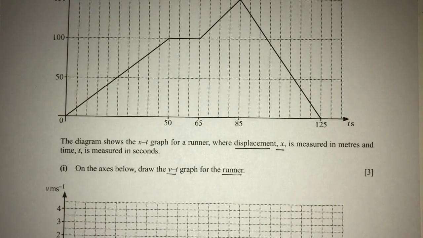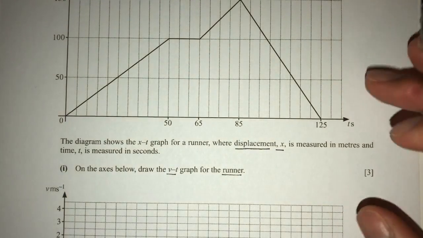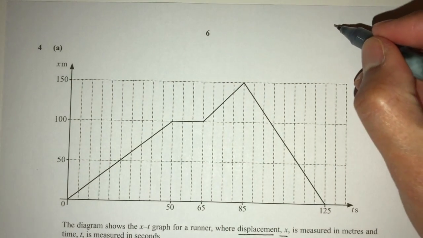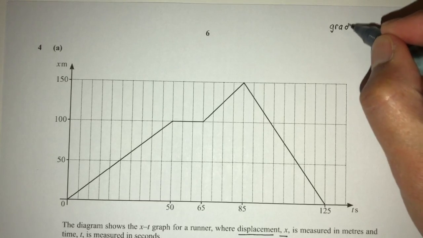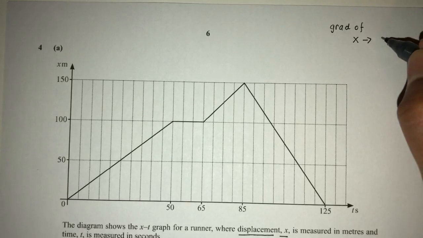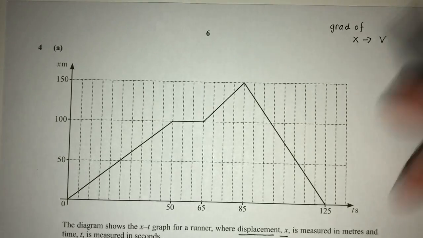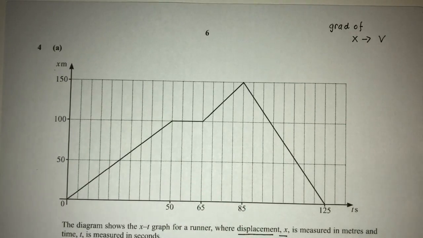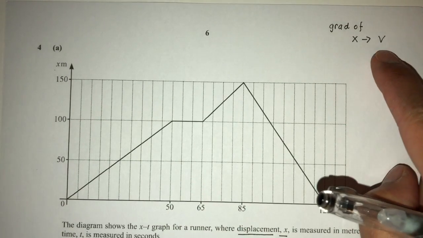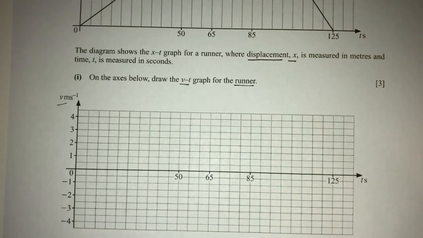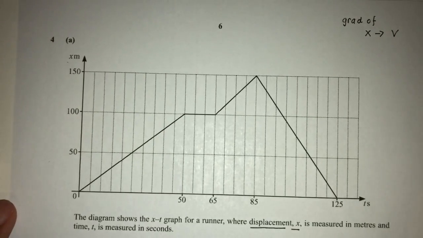The main point we have to understand from those topics is that the gradient of a displacement time graph is equal to the velocity, which means the slope of the distance time graph or displacement time graph will be equal to the velocity. So here we have to draw the velocity of the runner. What do we do? Step by step, let's look at the shape.